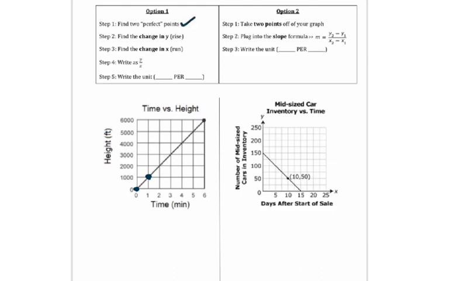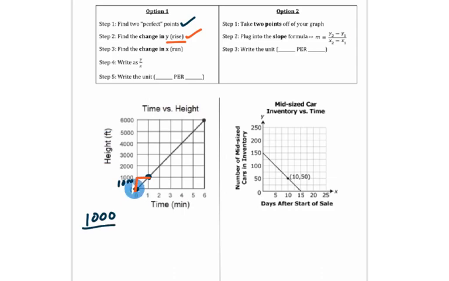Step 2, find the change in y. Find the rise. So it rises here, and then it runs here. Now we need to be very careful with our rise. It looks like it's rising 1 box, but we have to look at the numbers. If it was 0, and now it's 1,000, this thing just rose 1,000.